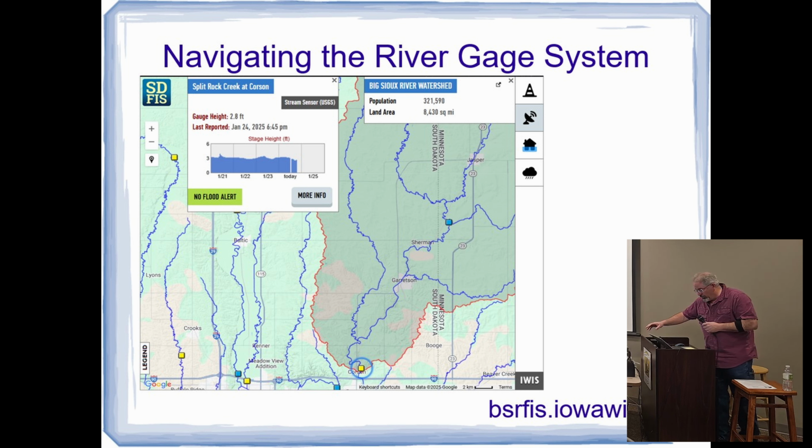It also shows all the watershed that drains down to that point. You can see the shaded area. And this works for every single gauge site up through the Big Sioux system. If you're curious about just one little area, you can zoom into that, click on the nearest gauge. It shows you the area, the water, the land area, population, and the stage height and last reported date.